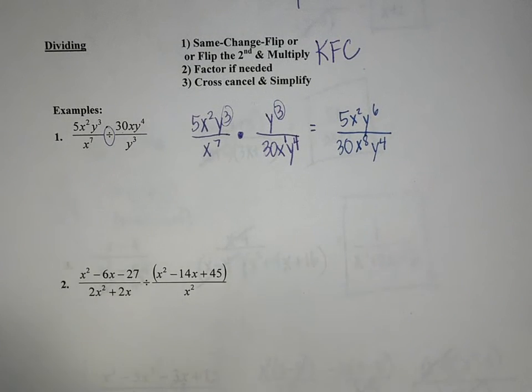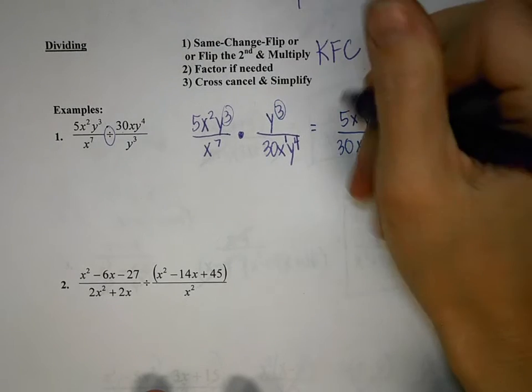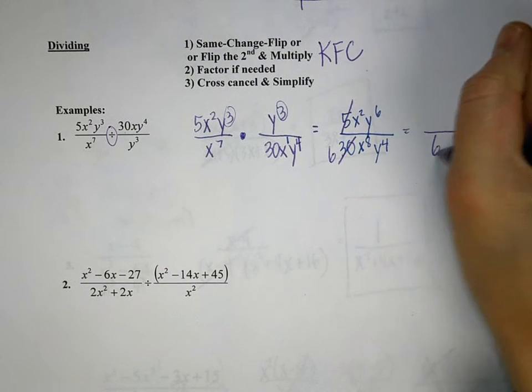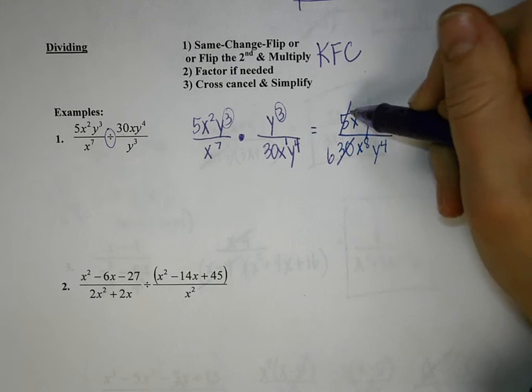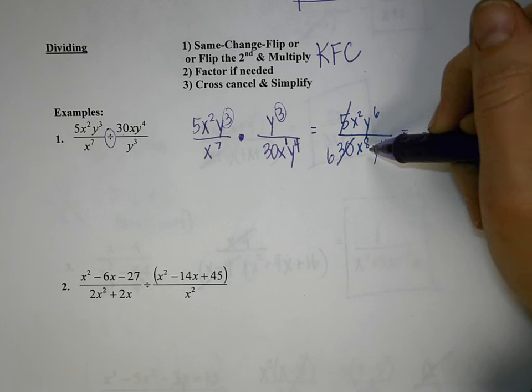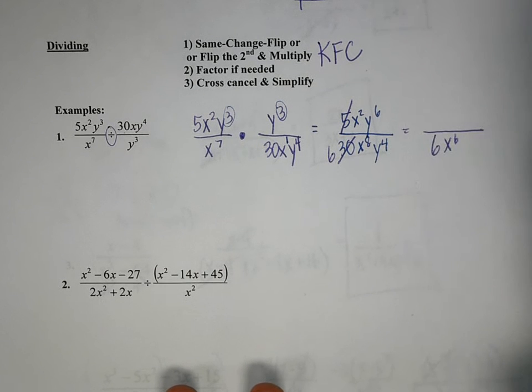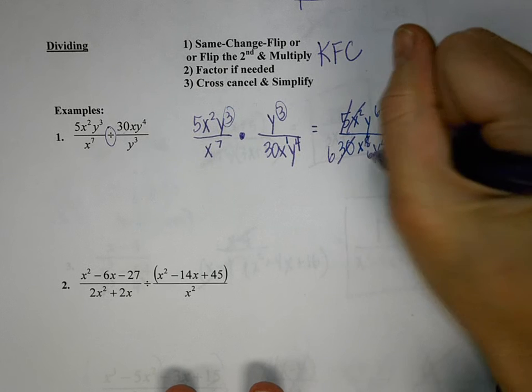Now I would go ahead and simplify. When I do that, 5 goes into 30 6 times, so my denominator has a 6. Remember with these we subtract. 8 minus 2 is 6. Since 8 is on the bottom and it's larger, x to the 6th will be on the bottom. So these canceled and you're left with 6.